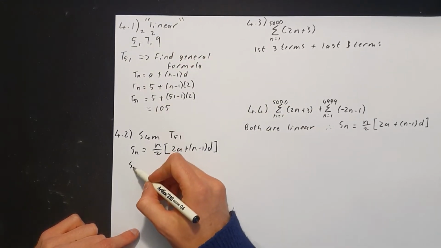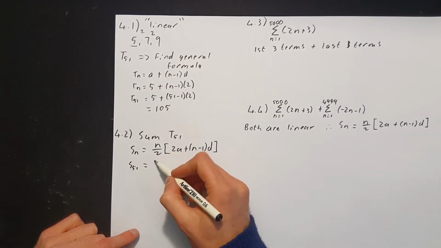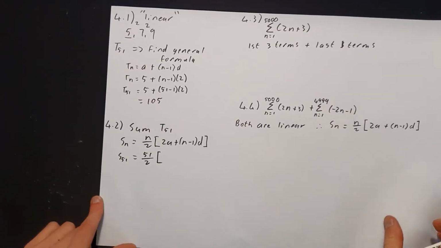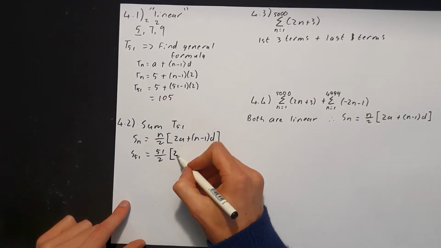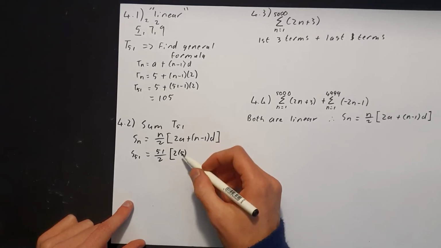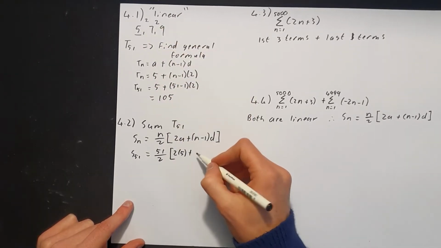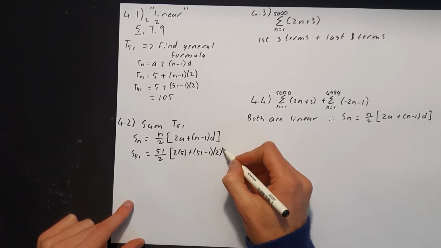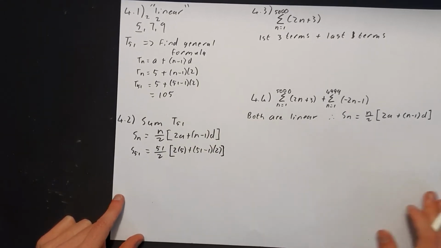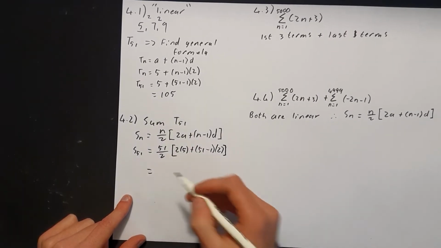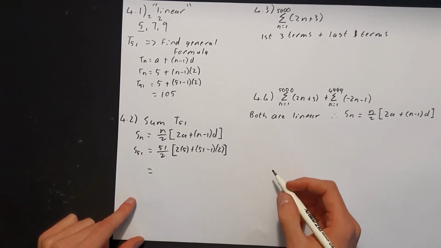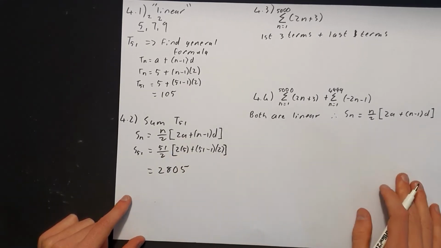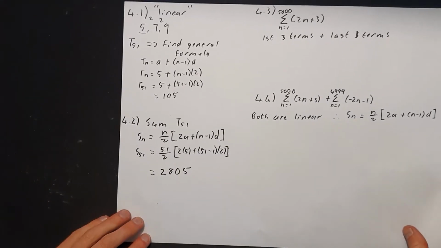So S of 51 is going to be where n is 51 divided by 2. Now we substitute everything else in: 2 times 5, because a is the first term, plus (51 minus 1) times our common difference, which is 2. If we plug that into our calculators, we are going to get a value of 2805. So just some calculator work over there.